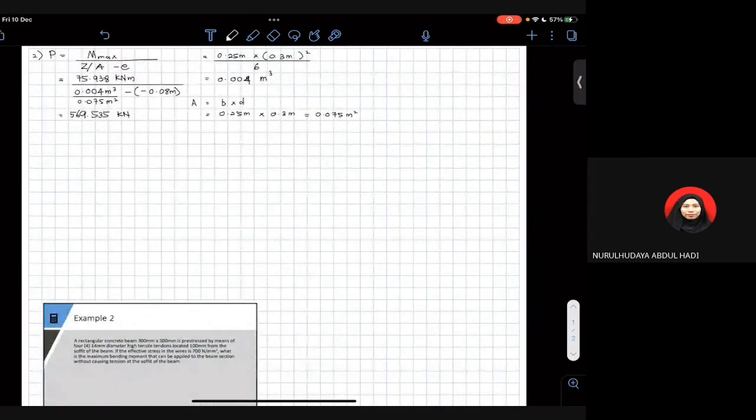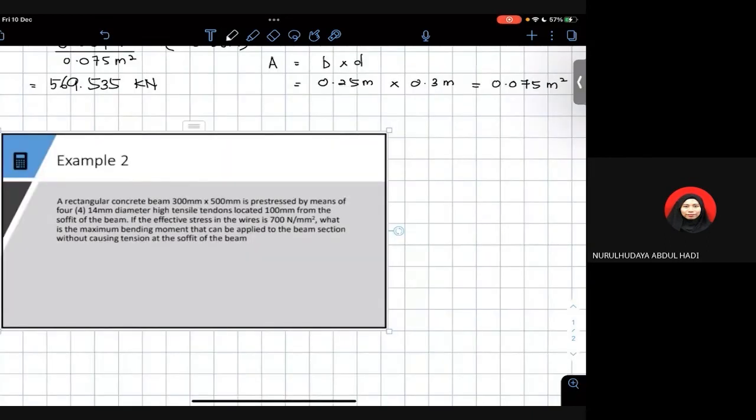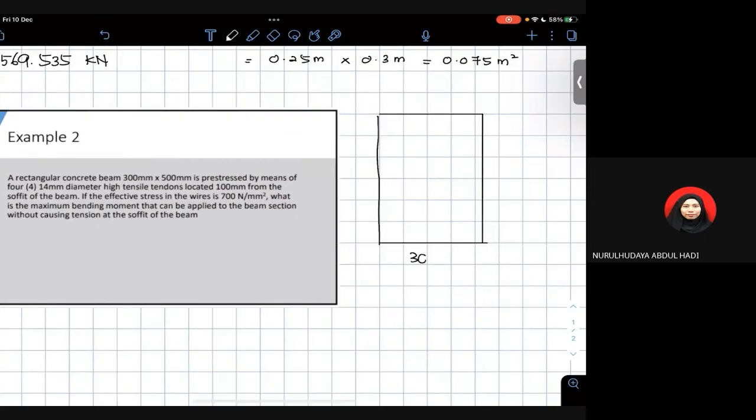Then we move to example number 2. A rectangular beam 300 by 500 mm. For a beam, the breadth must be lower than the height. Whether they say 300 by 500 or 500 by 300, you should know which side. Put 300 as breadth, and 500 must be the height. It is pre-stressed by means of 14 mm diameter high tensile tendons, located 100 mm from the soffit of the beam.